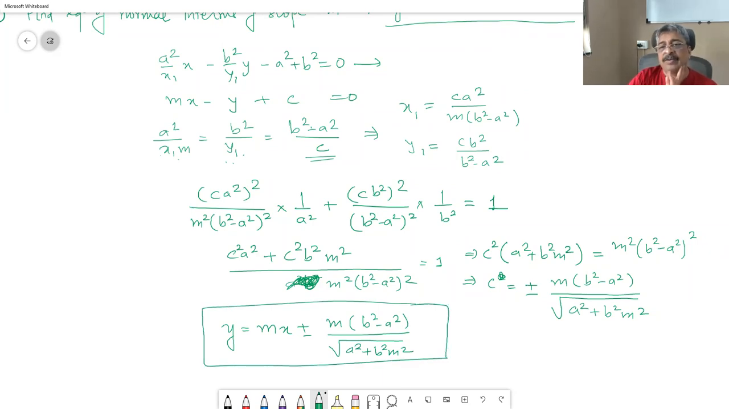And the points of contact we have already found out. These are the foot of normal. Write down, those who have not done it.